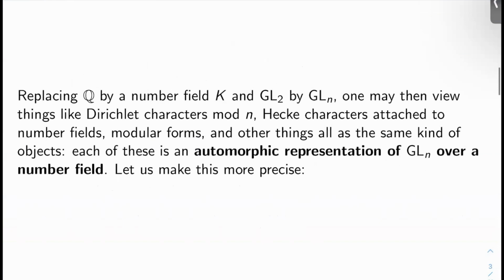If you replace Q by a number field K and GL2 by GLN in the discussion on the last slide, you can then start to view all kinds of different objects as really just automorphic representations of GLN over a number field. Things like Dirichlet characters mod n, Hecke characters attached to number fields, modular forms, and other things. This is a very unique, new, enlightening perspective to have.